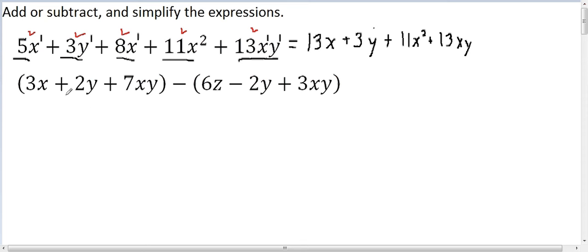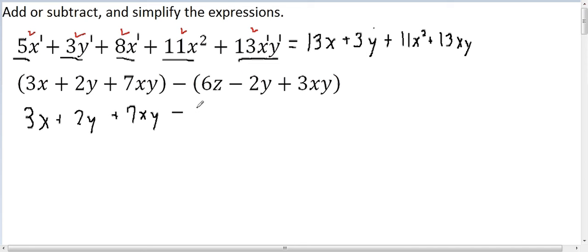Next, we need to add these two polynomials together, 3x plus 2y plus 7xy minus 6z minus 2y plus 3xy. To make it easier to work with the minus sign here, let's go ahead and distribute it to all the terms inside this set of parentheses. I'll just go ahead and remove the set of parentheses here: 3x plus 2y plus 7xy, and we just change the sign of all three terms here.